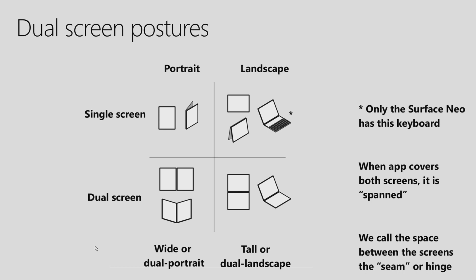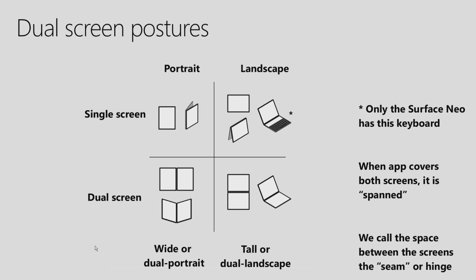Here's a summary of the different postures the devices can be placed in. The first row is similar to existing devices, a single screen in portrait or landscape orientation. Note that the Surface Neo has a unique landscape orientation with its hardware keyboard applied and the Wonderbar visible. But when the devices are unfolded and using both screens, they enable the postures in the second row.